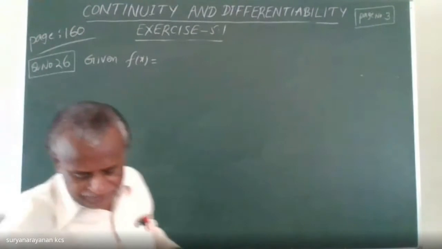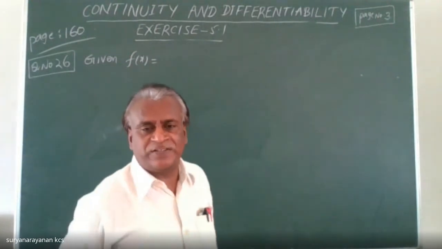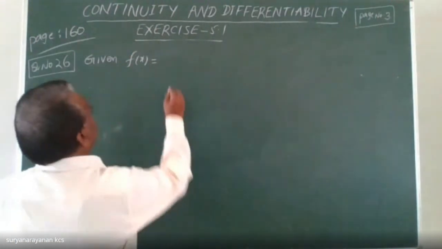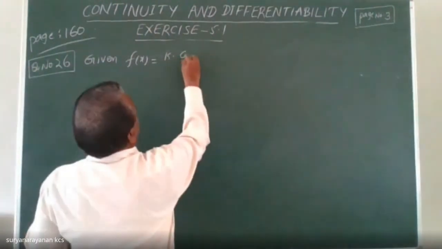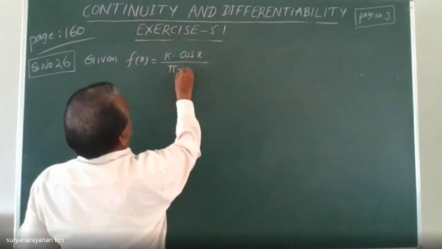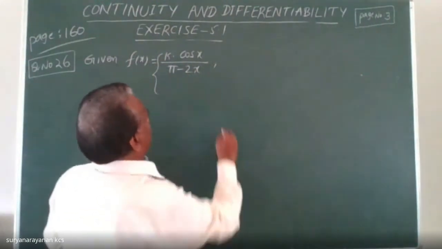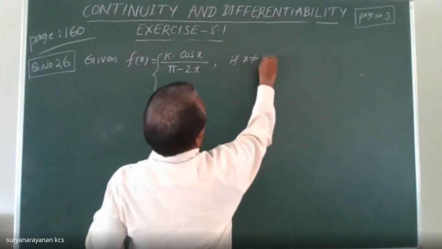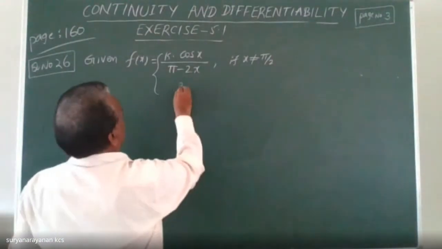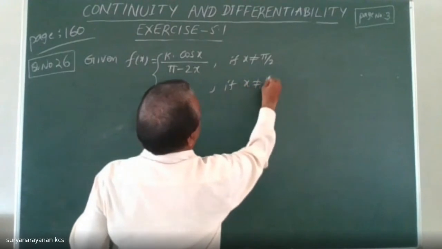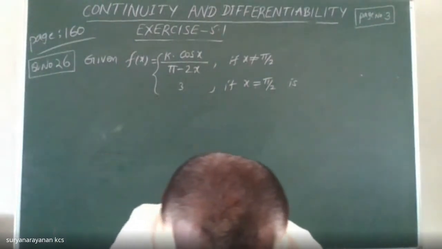See here, given f of x is equal to k into cos x by pi minus 2x if x is not equal to pi by 2, and f of x is equal to 3 if x is equal to pi by 2, is continuous. This is an important model, my dear children, in this exercise.